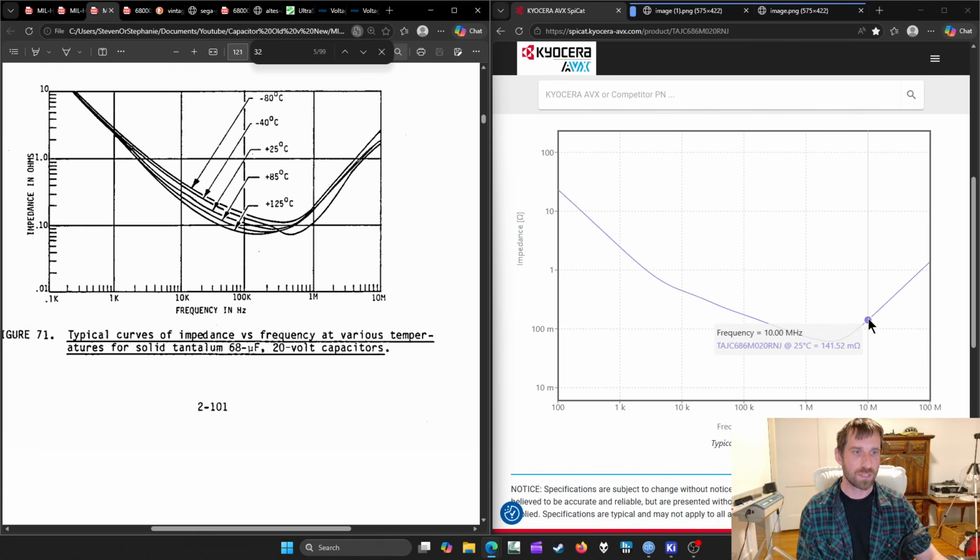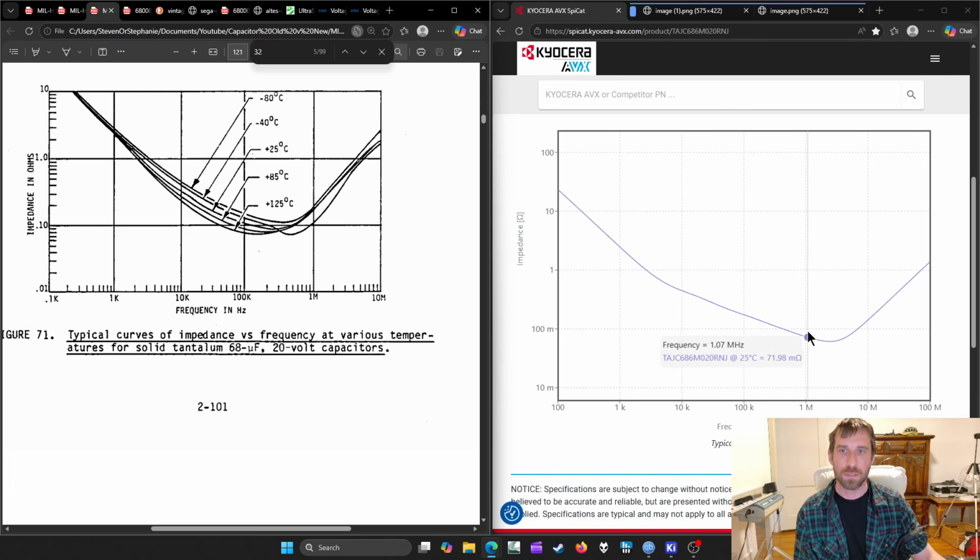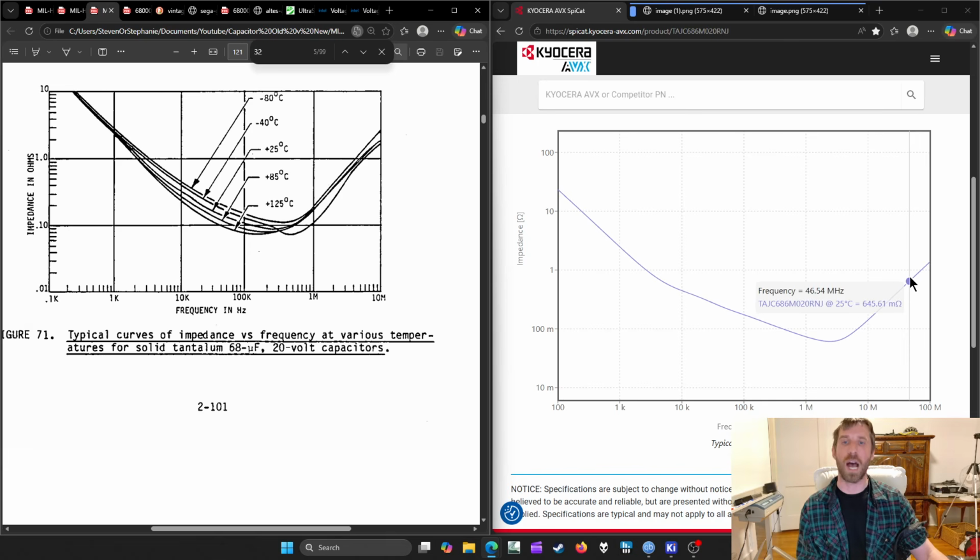At 10 megahertz, 0.14 ohms. So that's about 15 times lower. So your normal stuff that you're using this day and age, at the high frequency end, is going to completely annihilate what they had back then. Capacitance wise, it should be about the same. Who knows what's going on about tolerance when they tested this.